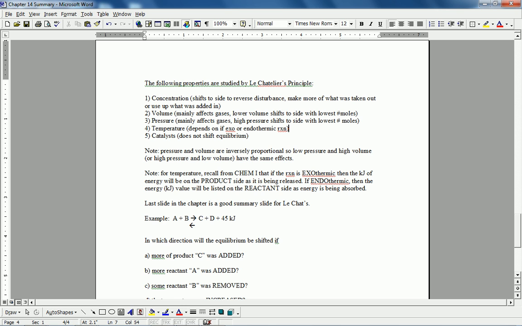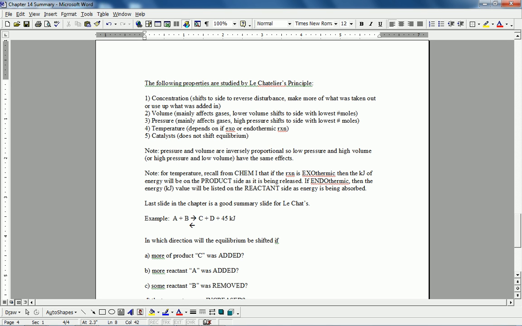Number 4, temperature. Temperature is another determinant and stressor that can affect or shift the equilibrium. And this, of course, depends on whether you are in an endothermic or exothermic reaction. And 5 are catalysts. And catalysts do not shift the equilibrium at all. So these are different characteristics or properties that could potentially shift or affect an equilibrium reaction. Numbers 1 through 4 can, but number 5, catalysts, do not shift the equilibrium. They only help you get to equilibrium faster because that is the role of a catalyst.